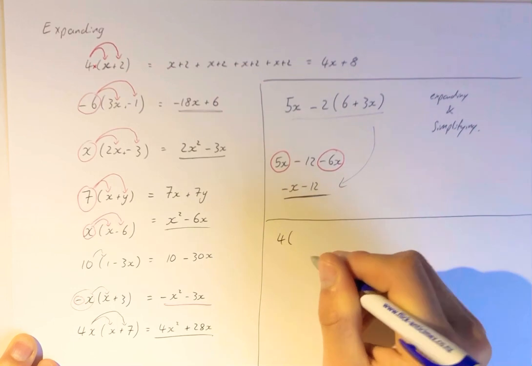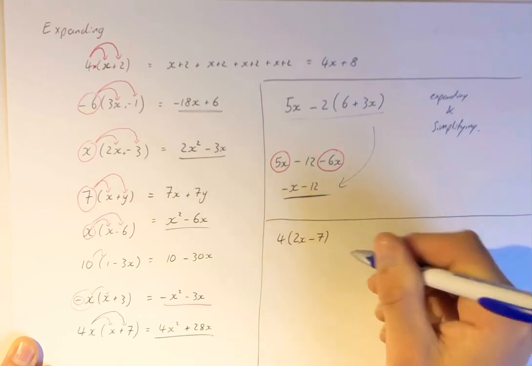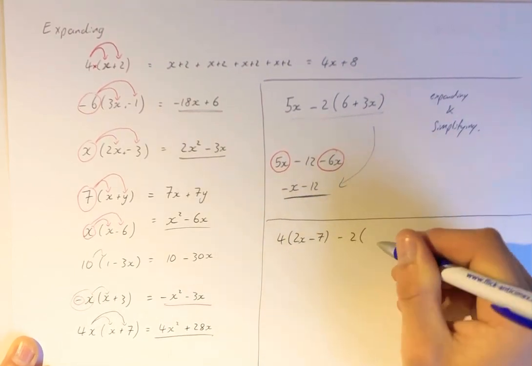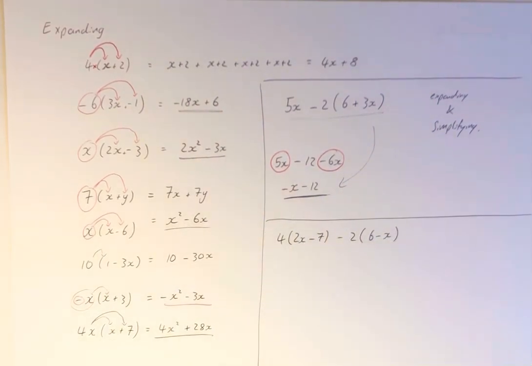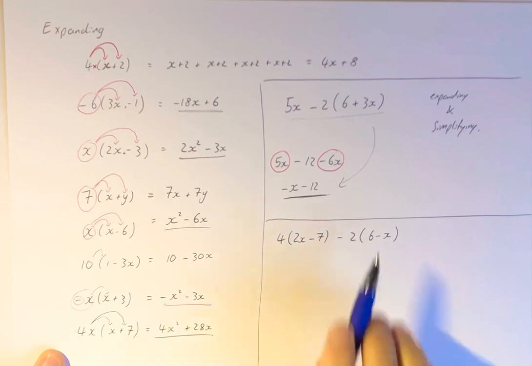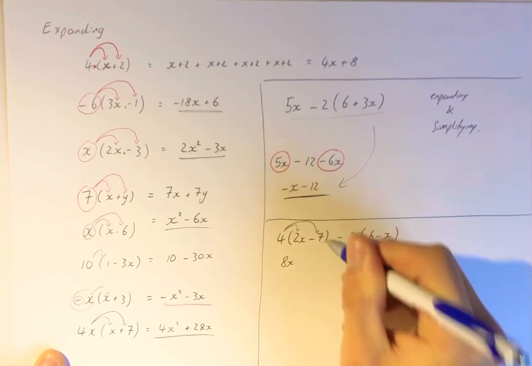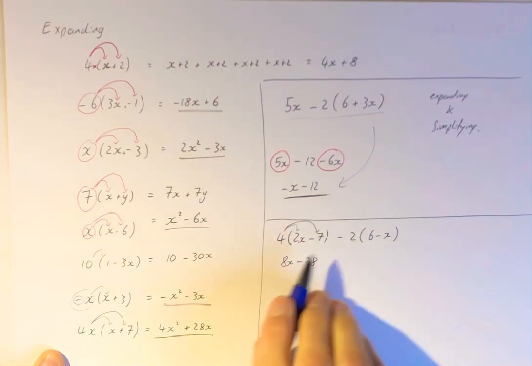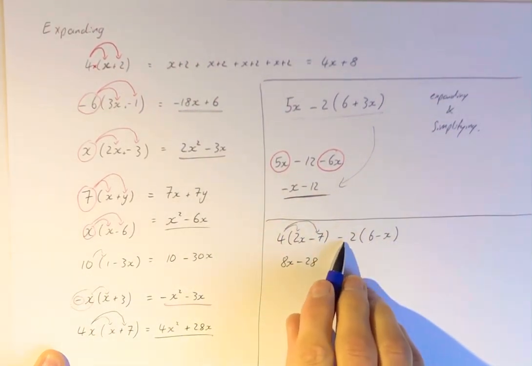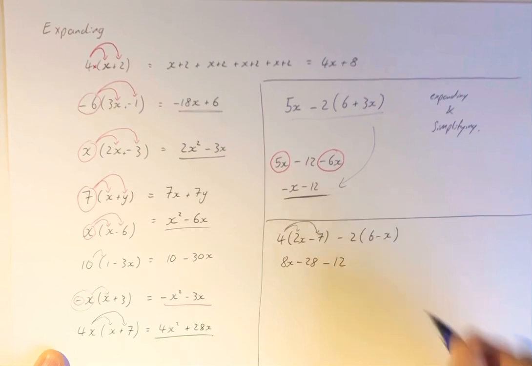What about 4 times 2x minus 7 take away 2 times 6 minus x? Alright, this looks pretty freaky. Now remember that negative is going to switch the sign on everything in here. So let's expand this. We have 8x. We have negative 28 or minus 28, right? Now we've got minus 2 times 6. So minus 2 lots of 6 is minus 12.